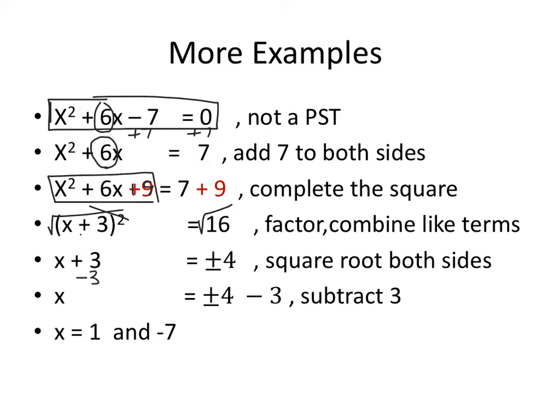I subtract 3 from both sides. And I end up with a positive and negative 4 minus 3. Positive 4 minus 3 is 1. A negative 4 minus 3 is negative 7. And those are my two solutions.